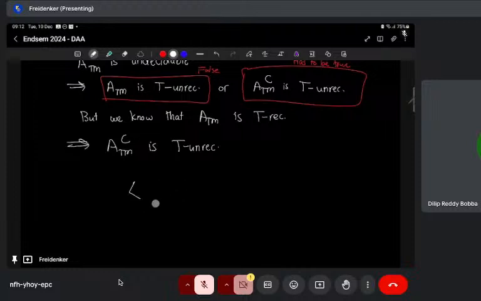What kinds of tuples? The tuples which were not accepted by the universal Turing machine. And mind you, not accepting means for a Turing machine, it's either rejected or it's moving in loops. You can't directly say it's rejected.